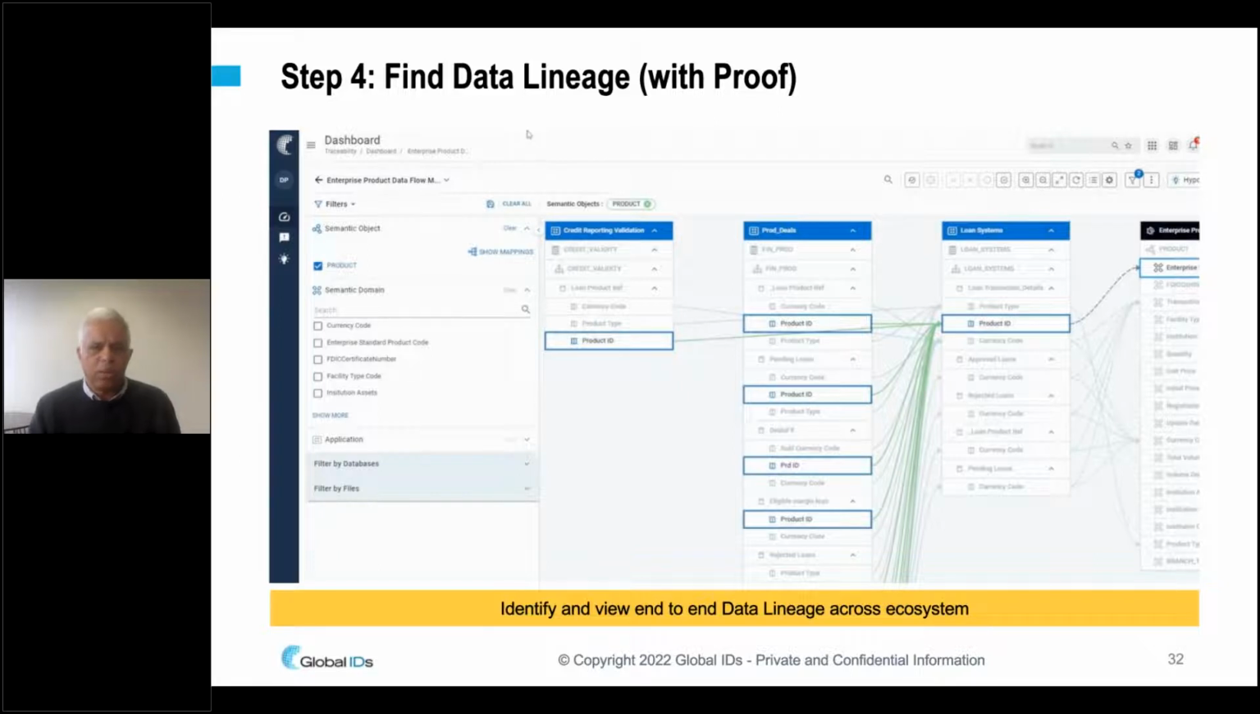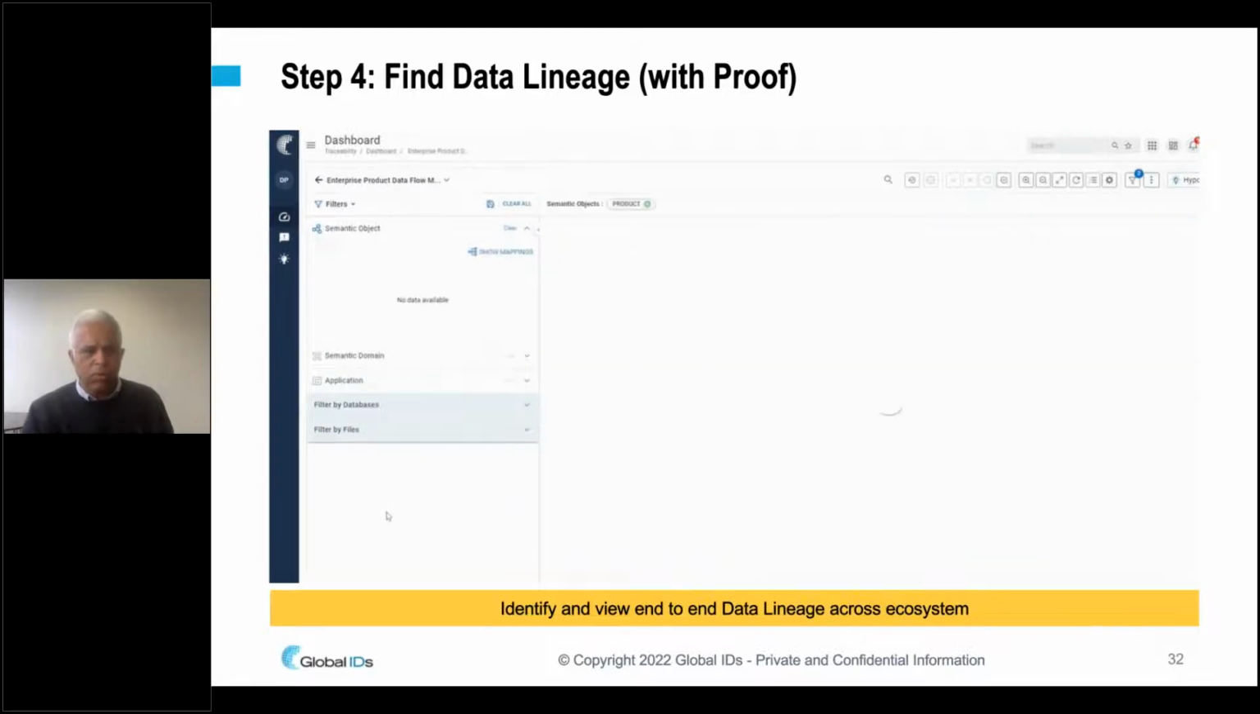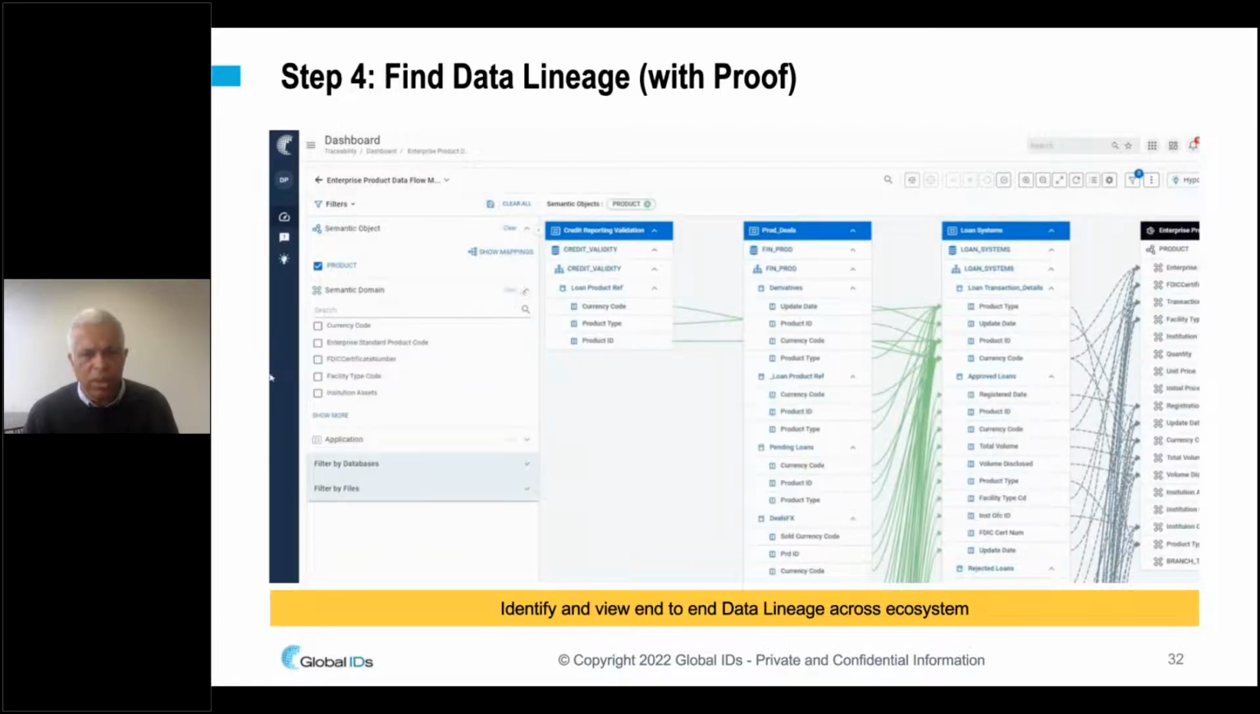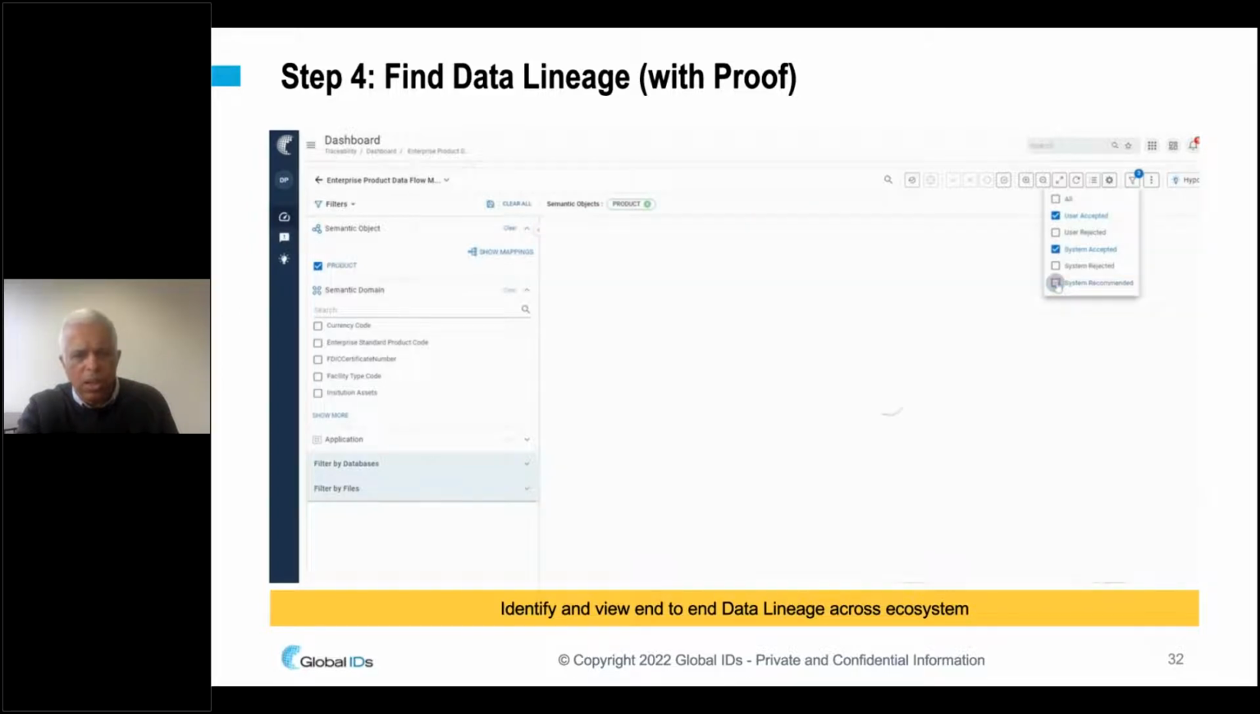So those 4 steps essentially give you lineage with proof, which is sort of the end user outcome that you want. Now, okay, so that's pretty much all that I wanted to talk about, and we will show you sort of the outcome in 3 dimensions. So let's move on.